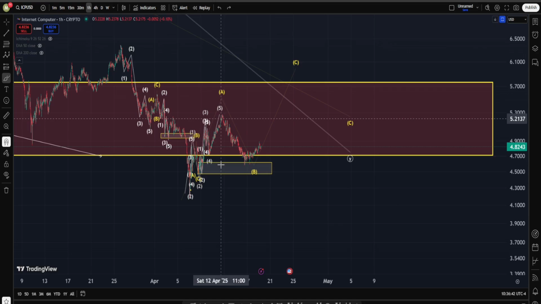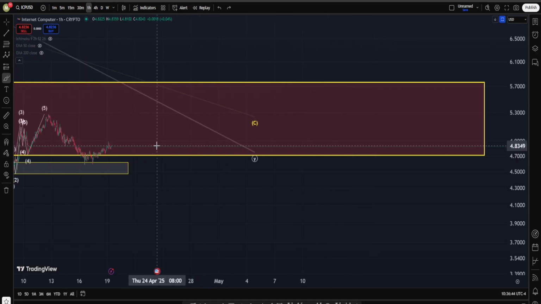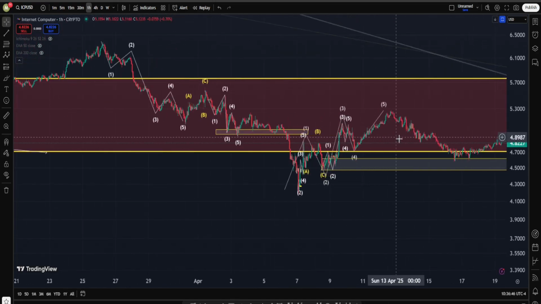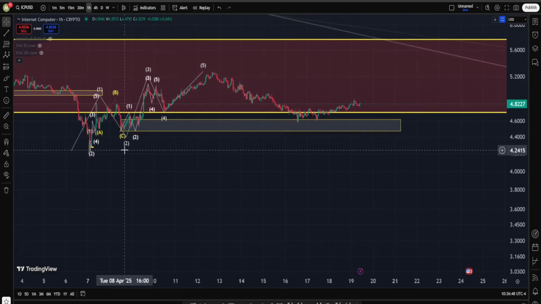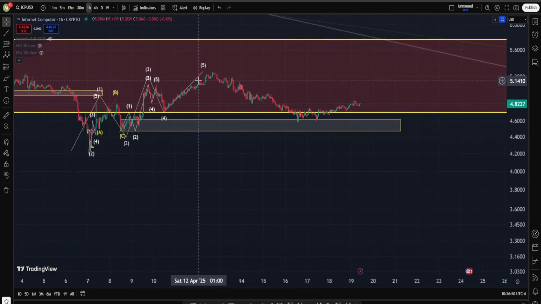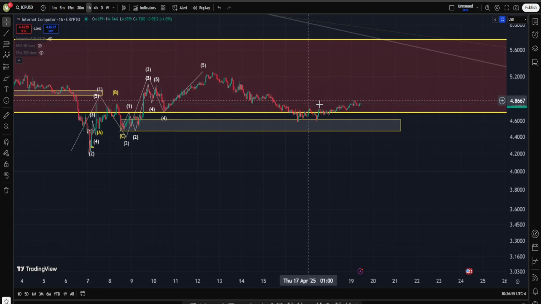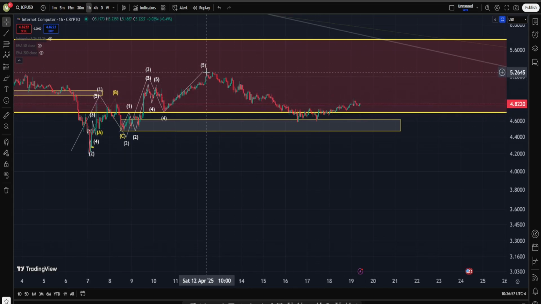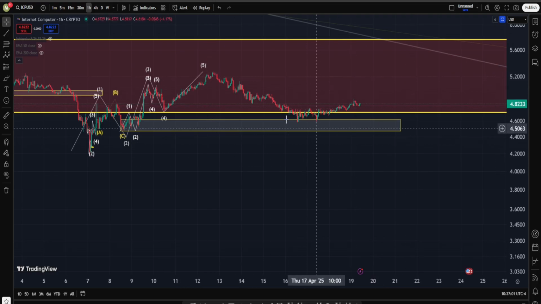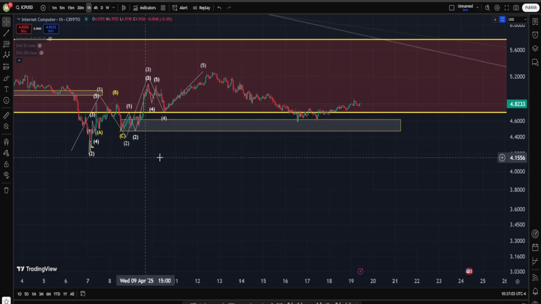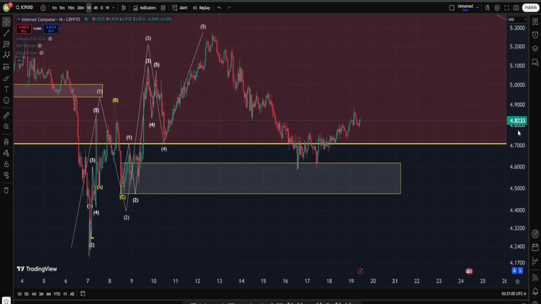Can we consider another possibility? The answer is yes, and I guess you can argue maybe starting from here to about this point we already have a complete correction structure, and from the current point, before we even take the highest high in here about $5.2, we can get our move down in order to take the lowest low. This is also possible, but for now it's not really my base case.